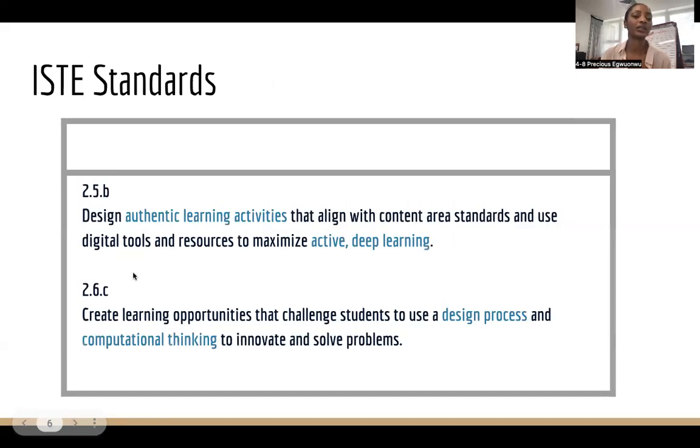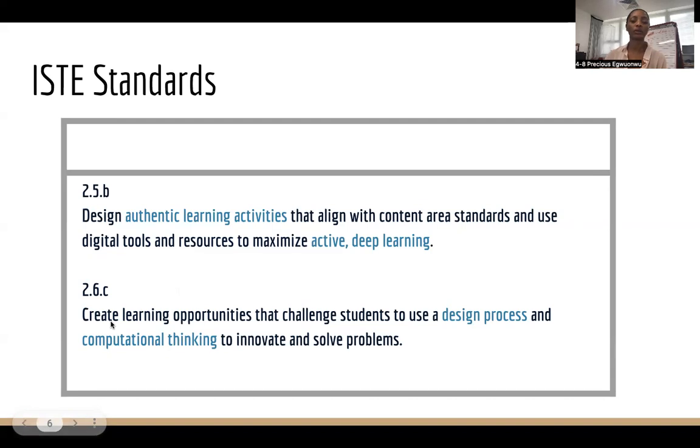These are the ISTE standards, 2.5B, educator standards. So design authentic learning activities that align with the content area standards and use digital tools and resources to maximize active deep learning. The standard connects to my unit, my plan for my teaching unit, because I ensure to use Mystery Science, which is a virtual resource, as well as I'm going to add on to it Gizmos, which is another digital resource as well.